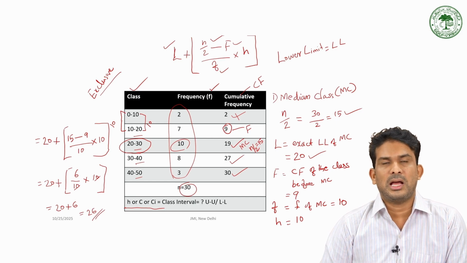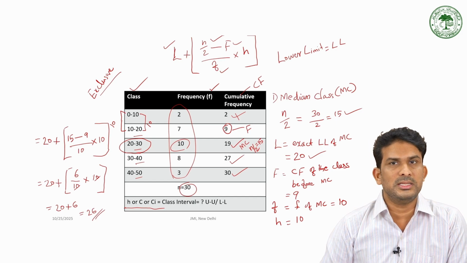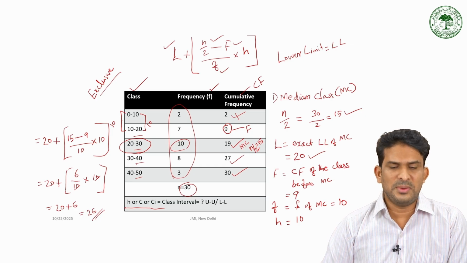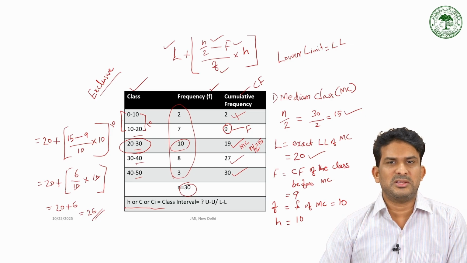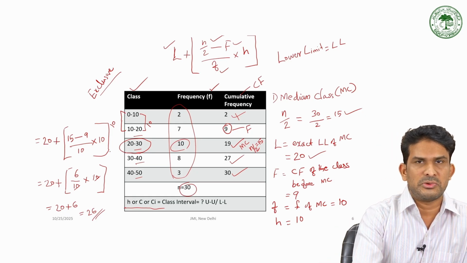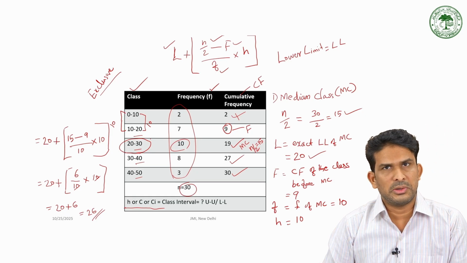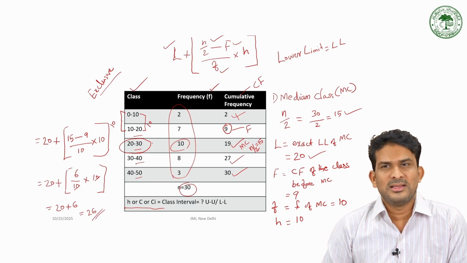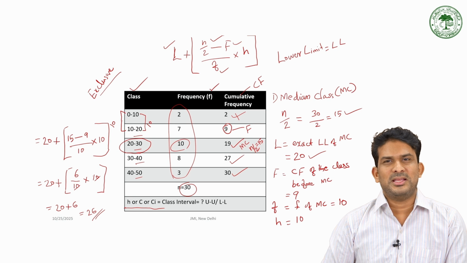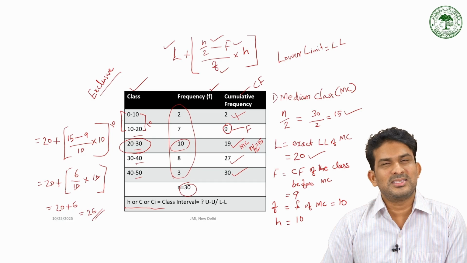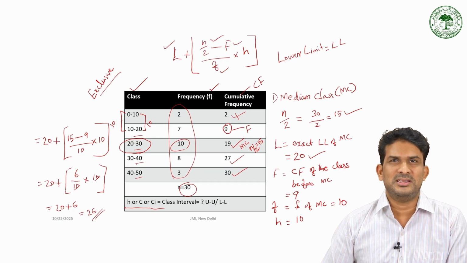Now again, how do you confirm whether this 26 as median is right or wrong? Simply, from an overall perspective, we can see 26 comes between 20 and 30, which is the median class. Yes, I got 26, that is between 20 and 30. Got it? This is the way of calculation of median.